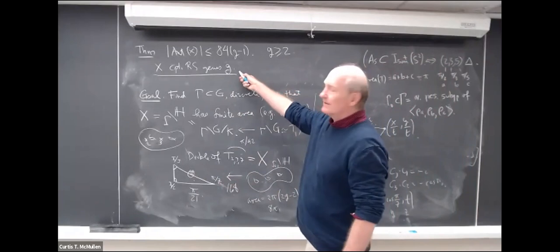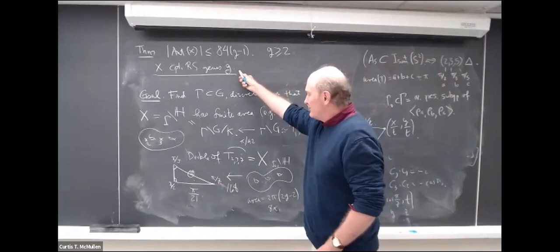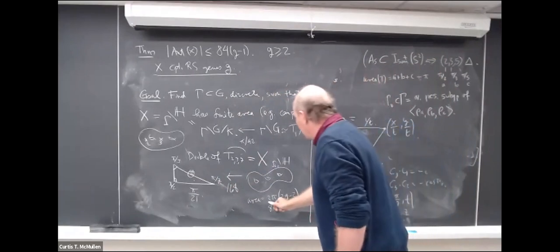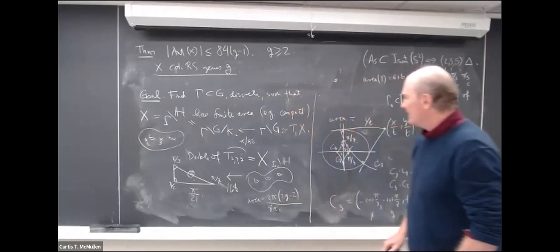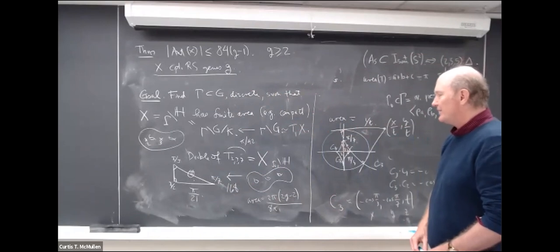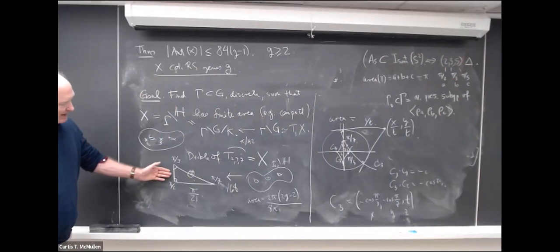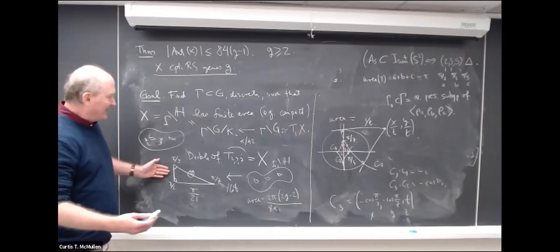How do you prove this theorem? Well, it's very easy. You just look at this same picture. So in general, the area up here is 2 pi times 2g minus 2. What about the area of this quotient orbifold? Well, I wrote down a formula for the Euler characteristic of an orbifold. And the Euler characteristic of a hyperbolic orbifold has to be negative.